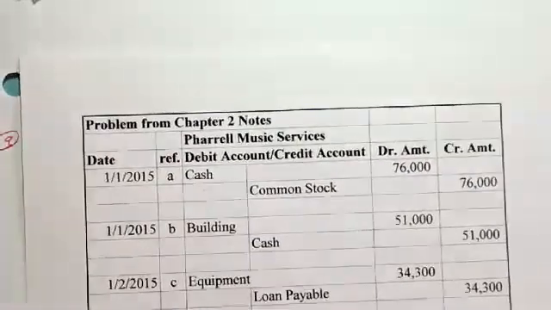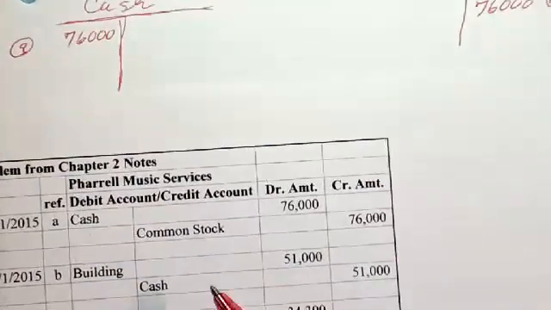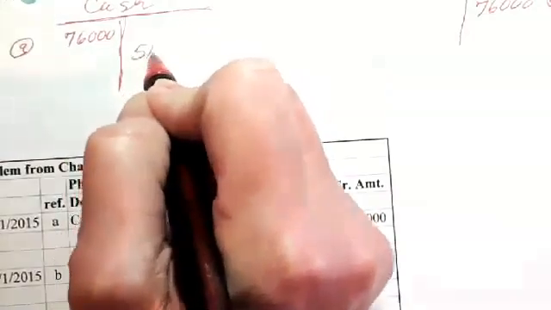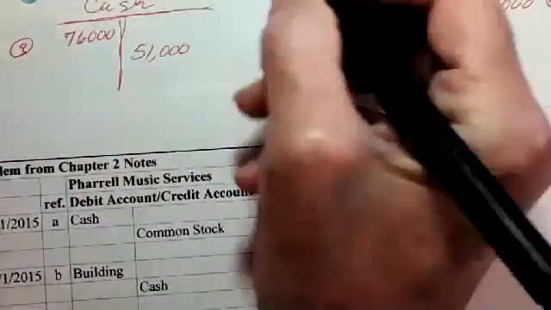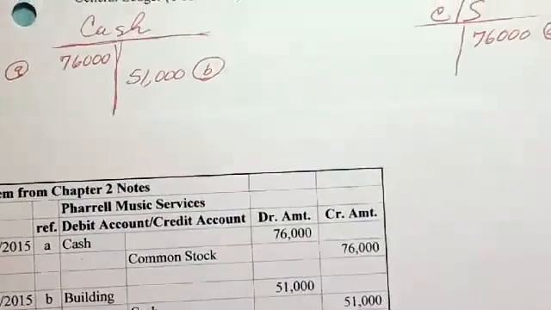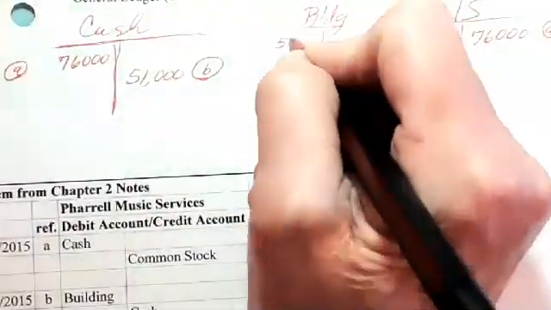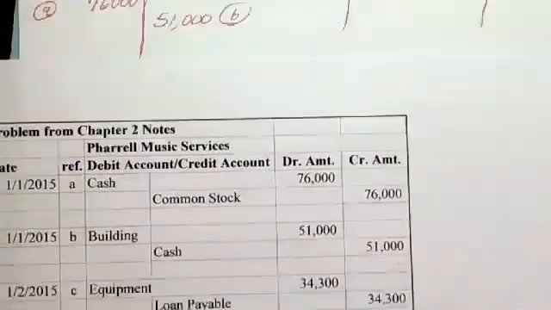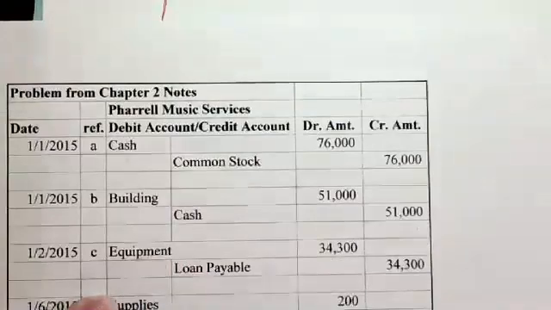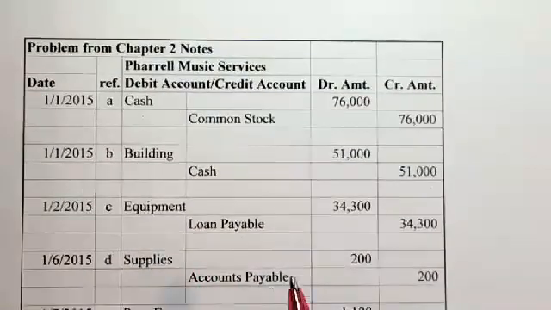Our next one then is building and cash. I'm going to do the cash first. So that's a credit here. So that's 51,000 as a credit. That was entry B. And then I don't have an account yet for building, so I'm going to just slam one in here. And then I'd go down and do equipment and loan payable. I don't have a T account for either of those, so I'd have to add those. And you go through on each one and you post it.